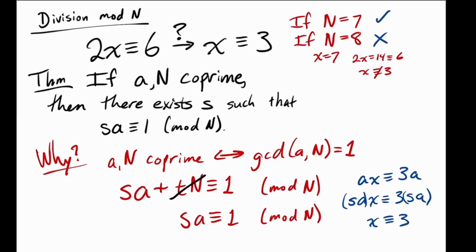So anytime you have a number that's co-prime to the modulus, that is, if its GCD with the modulus is 1, then you can find this other number. In fact, we already have the algorithm to find it. The extended Euclidean algorithm will tell us this other number s, which serves as the multiplicative inverse of a. And that's going to allow us to do division. Division by a will just be multiplication by s.